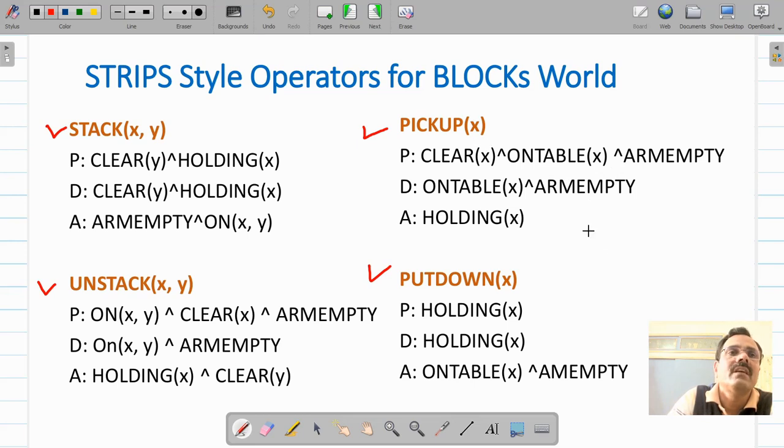And finally put down x will put block x on the table. So on table x will become true and arm empty will become true because the arm was holding x. And what will become false? Holding x will become false. So these are the four operators that we are going to use to perform the task.